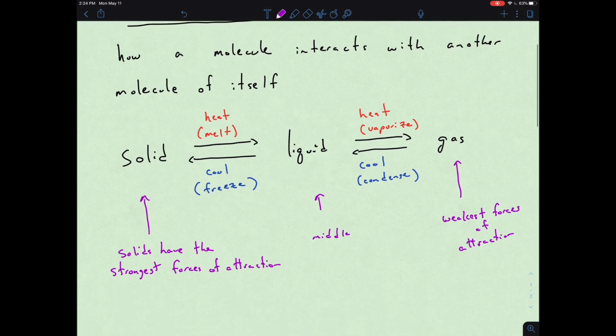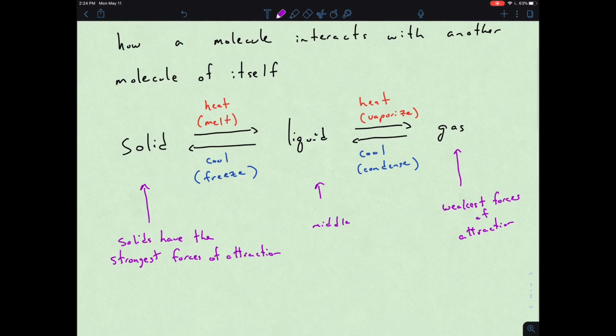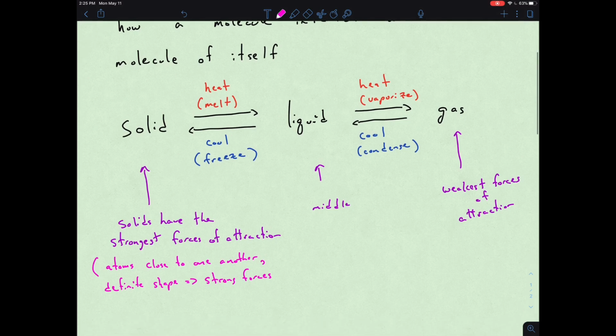And so these phases, and how they exist, start to make sense if you extrapolate a little bit more. With solids, atoms are close to one another. That idea of a definite shape. There are strong forces keeping the atoms close.